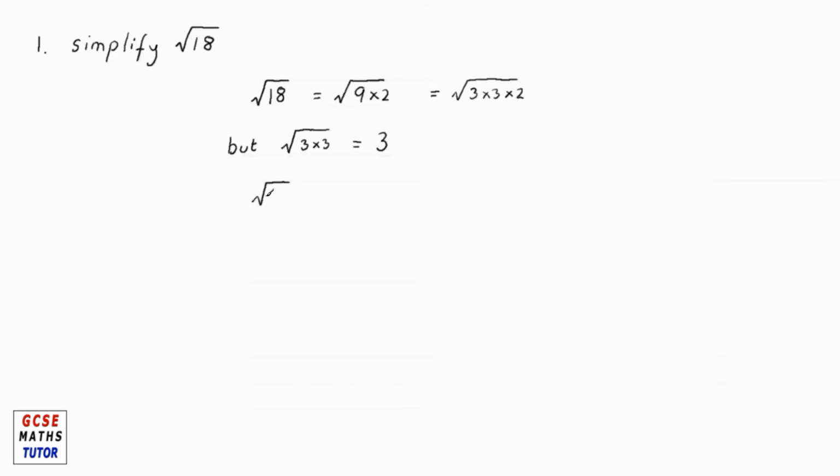So we can write the square root of 18 equals the square root of 3 times 3 in brackets times 2. We can separate the square roots to the square root of 3 times 3 times the square root of 2, which equals 3 times the square root of 2.